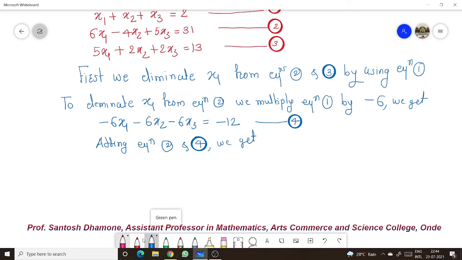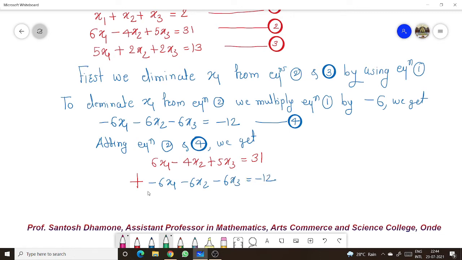6x1 minus 4x2 plus 5x3 is equal to 31, plus -6x1 -6x2 -6x3 is equal to -12.